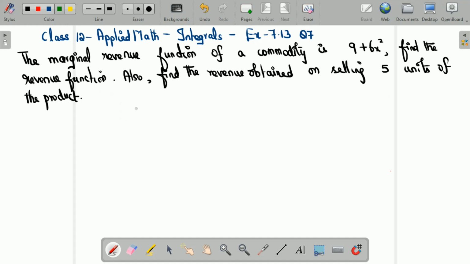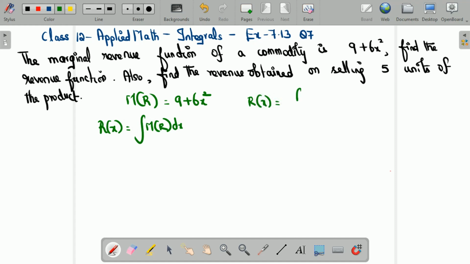So, the marginal revenue function MR is actually given to be 9 plus 6x squared. The revenue function R of x is nothing but the integration of the marginal function. So let's perform this integration. R of x is the integral of 9 plus 6x squared dx. After integration, this is 9x plus 6x cubed by 3 plus constant k.